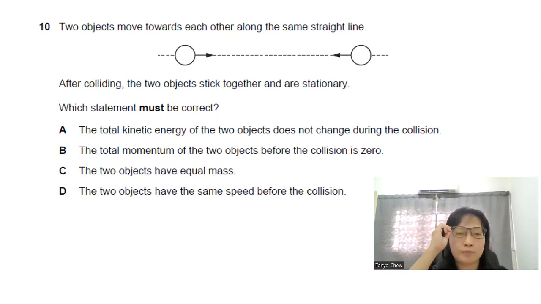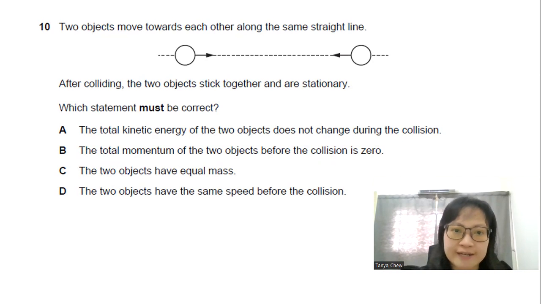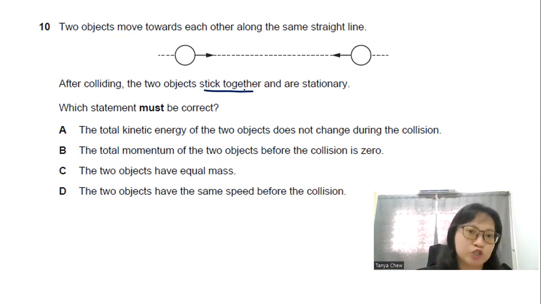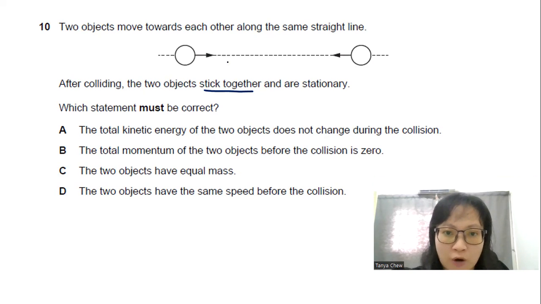Question number 10, two objects move towards each other along the same straight line. After colliding, the two objects stick together and are stationary. This is an inelastic collision. Which statement must be correct? A, the total kinetic energy of the two objects does not change during the collision.